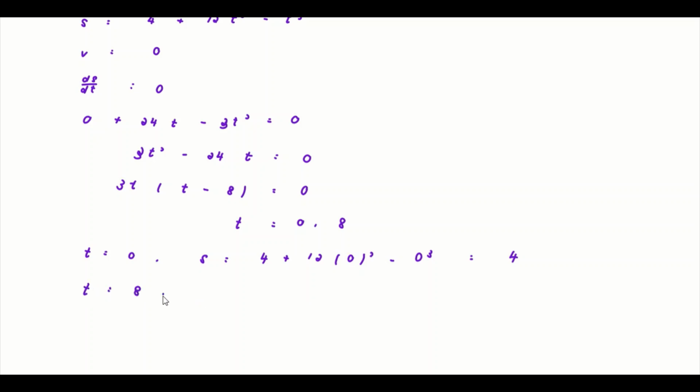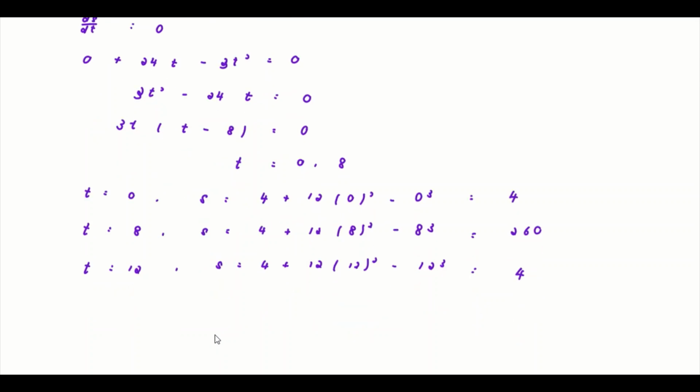When t equals 8, s will be equal to 4 plus 12 times 8 squared minus 8 cubed. From here I can get 260. Then after it reaches 260, it changes direction, right? So I assume that for the next number, it should be lesser than 260. So when t equals 12, s equals 4 plus 12 times 12 squared minus 12 cubed. So I'll be able to get 4 here.